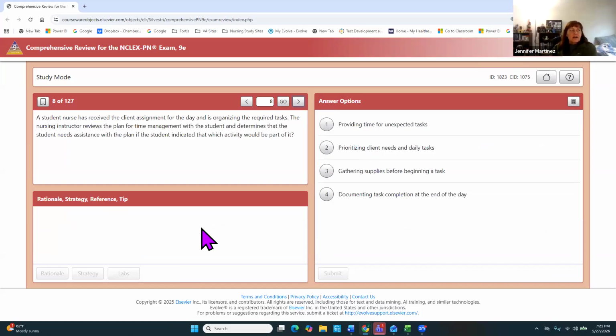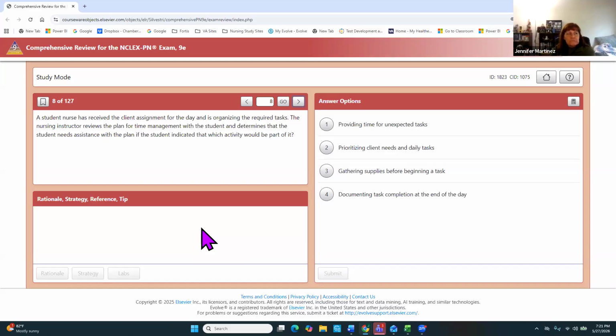All right. A student nurse has received the client assignment for the day and is organizing the required tasks. The nursing instructor reviews the plan for time management with the student and determines that the student needs assistance with the plan. If the student indicated which activity would be part of it? 1, providing time for unexpected tasks. 2, prioritizing client needs and daily tasks. 3, gathering supplies before beginning a task. Or 4, documenting task completion at the end of the day.